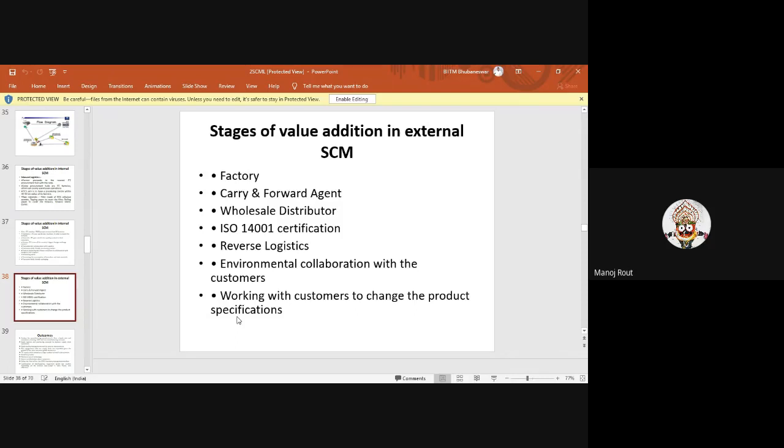The next part is environmental collaboration with the customers. Why are they focused on environmental things? Because most of the things are hazardous or toxic. It should be well known to the customer how to use and when to use. That is the most important. If it is not accepted by the customer, it should be reversed through the different modes of logistics, known as reverse logistics. It should reach up to your manufacturing unit. And the last point is to work with customers to change the product specifications.